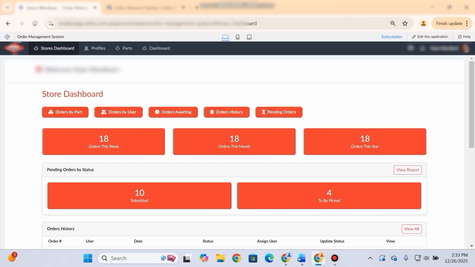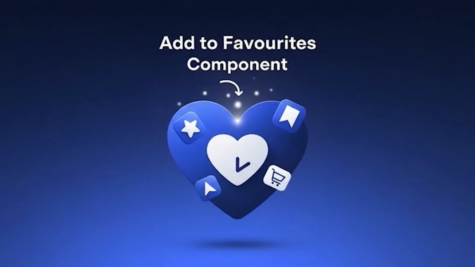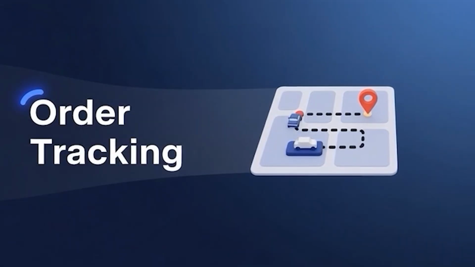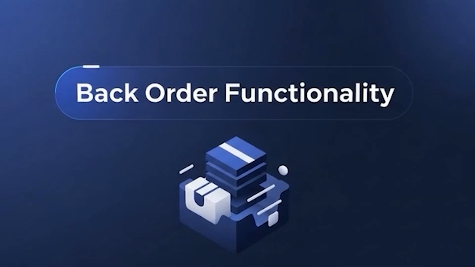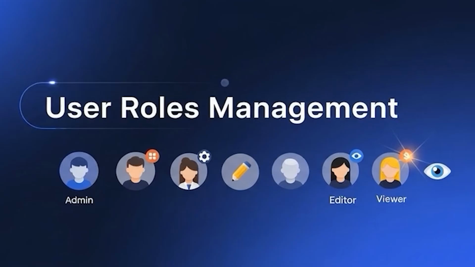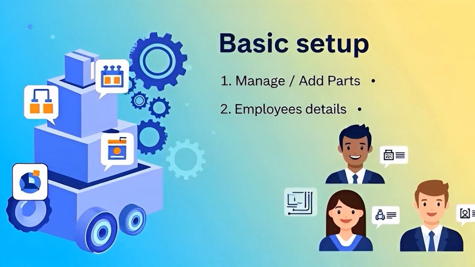So there are so many components in the order management app. The key features which we have covered in this app are catalog maintaining, add to cart feature, add to favorites component, place an order, order tracking, order fulfillment, customized reports, back order functionality, create a portal for customers, user roles management. So we will start with the basic setup.